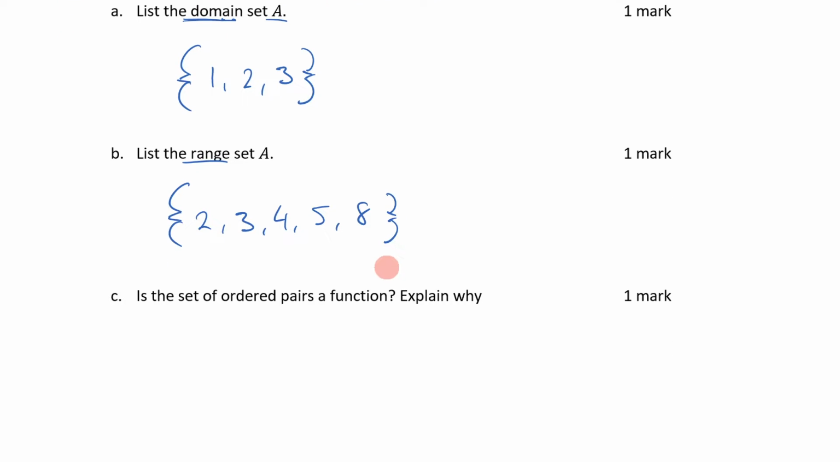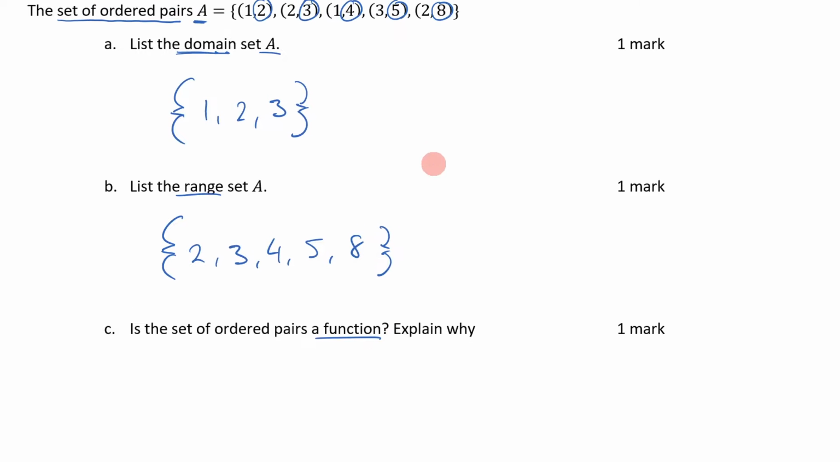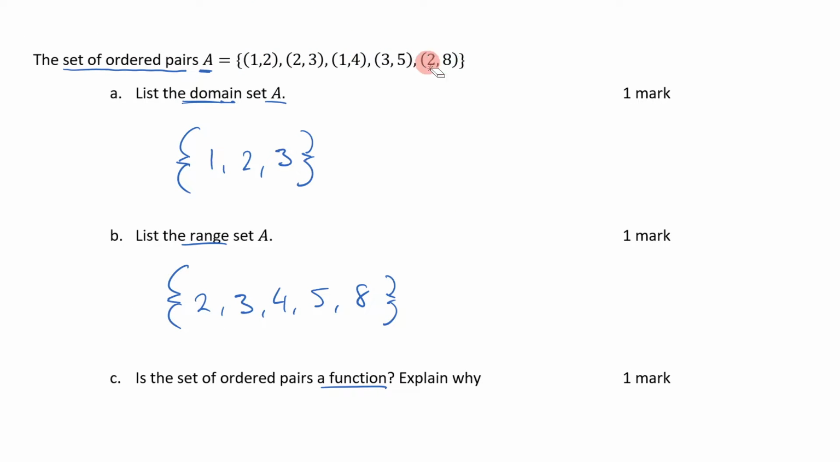And then the last thing we have to do, it says, is the set of ordered pairs a function? Explain why. So let's look at our ordered pairs here. And the first one that strikes my attention is this one and this one. Because as you can see here, and I'll get a highlighter out here, you have the same x value, but you're getting different y values out. So immediately seeing that, you know that this is not going to be a function.